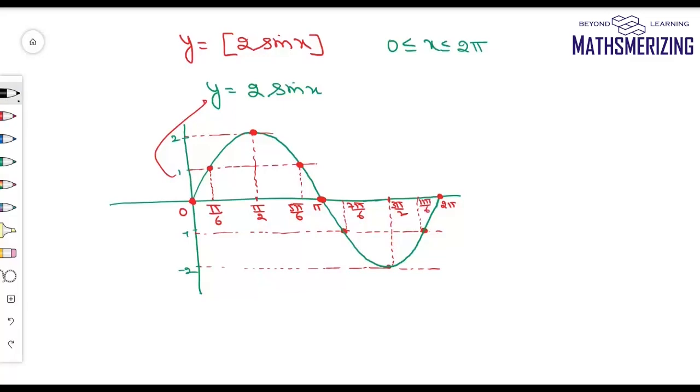Now I'll draw horizontal lines. So between 0 and pi by 6, it will be 0. Then, so the graph in black is actually the graph of greatest negative function of 2 sine x. And now in this graph, they may ask you to find continuity, differentiability, or area, or the value of definite integral. We can find it simply using the graph.